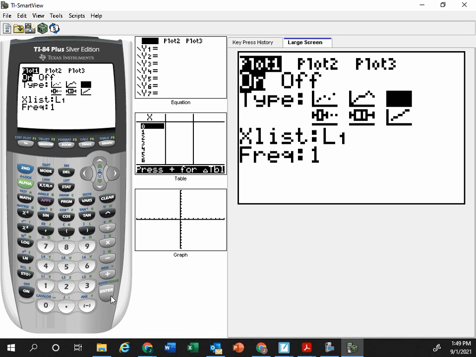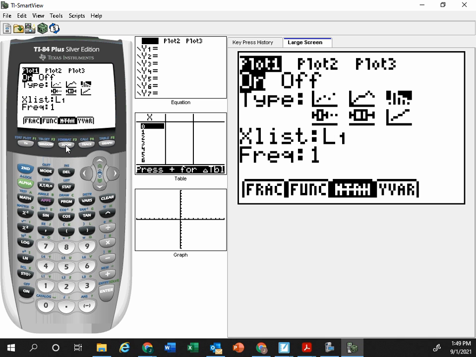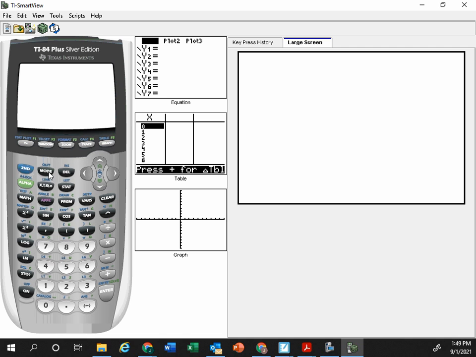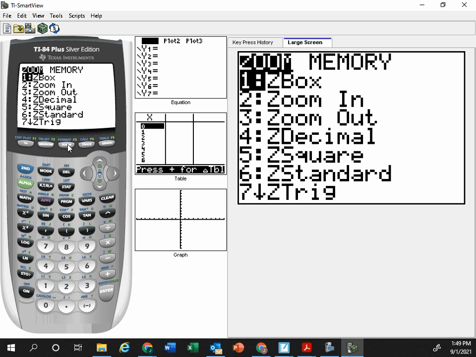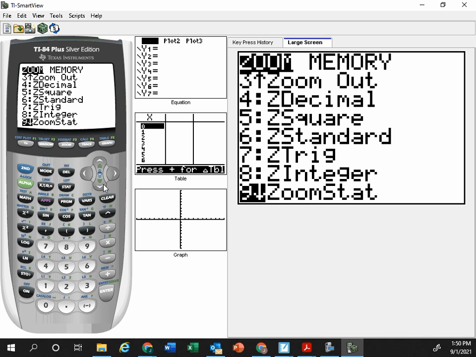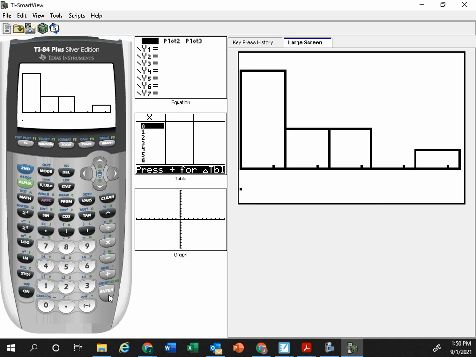Before we push graph, I'm going to do zoom. So push zoom for me, top middle. Zoom, okay. And then if you arrow down to 9, you'll see ZoomStat. Does your histogram look like mine? I see some eyebrows that tell me it does not. So do you have other things happening?